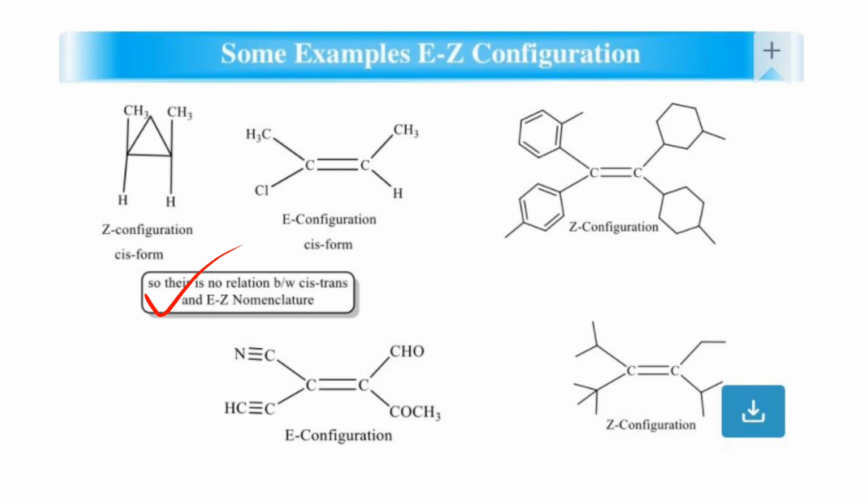Another example: Z configuration, the highest priority groups on the same side. E configuration, the highest priority groups on the opposite side. Another example, Z configuration. These are some examples of EZ configuration.